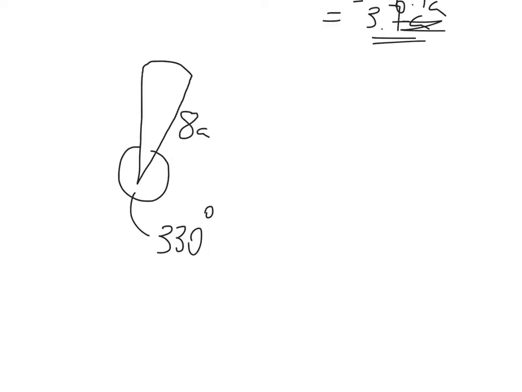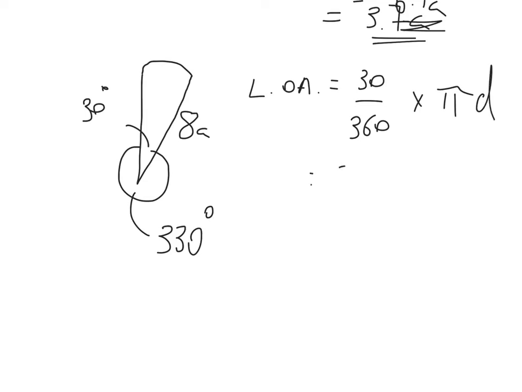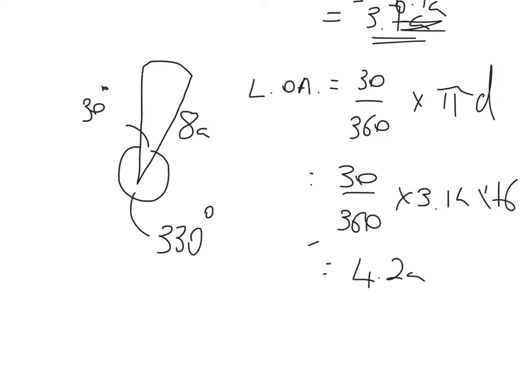Okay, this one. Now, the angle that we're given isn't within the sector, it's outside the sector. That's 330 degrees. So we can quickly take that off the full turn to know that the angle in here is 30 degrees. And its length of arc equals 30 over 360 times pi d. 30 out of 360 multiplied by 3.14 or the pi button multiplied by the diameter, which is 16, and put that into the calculator. And to one decimal place, that's 4.2 centimetres.